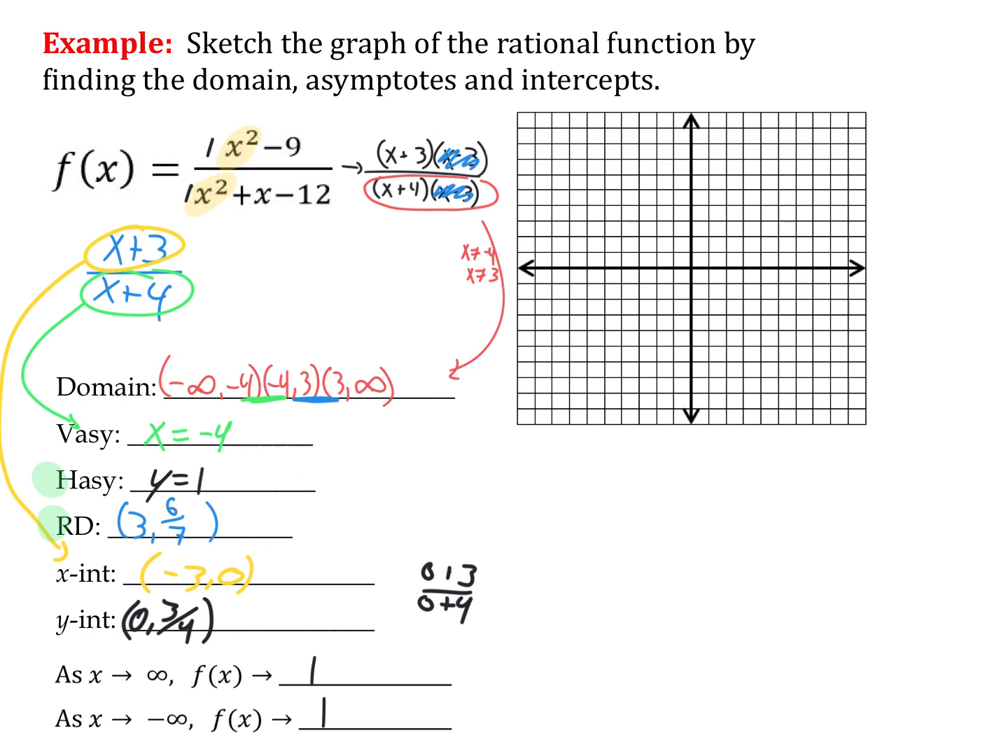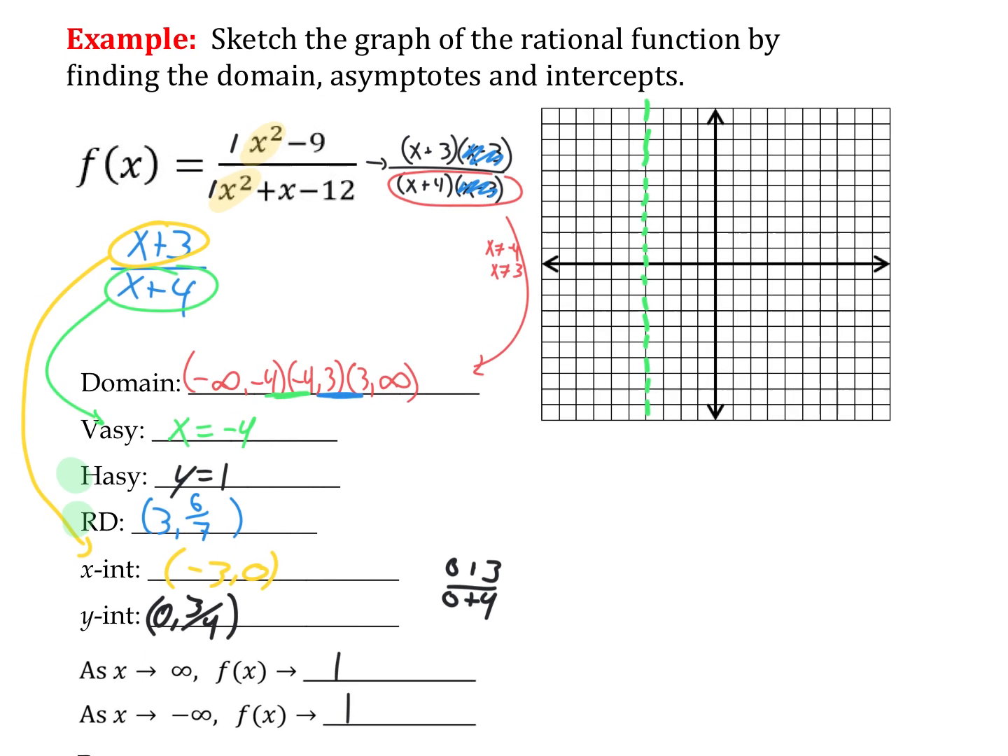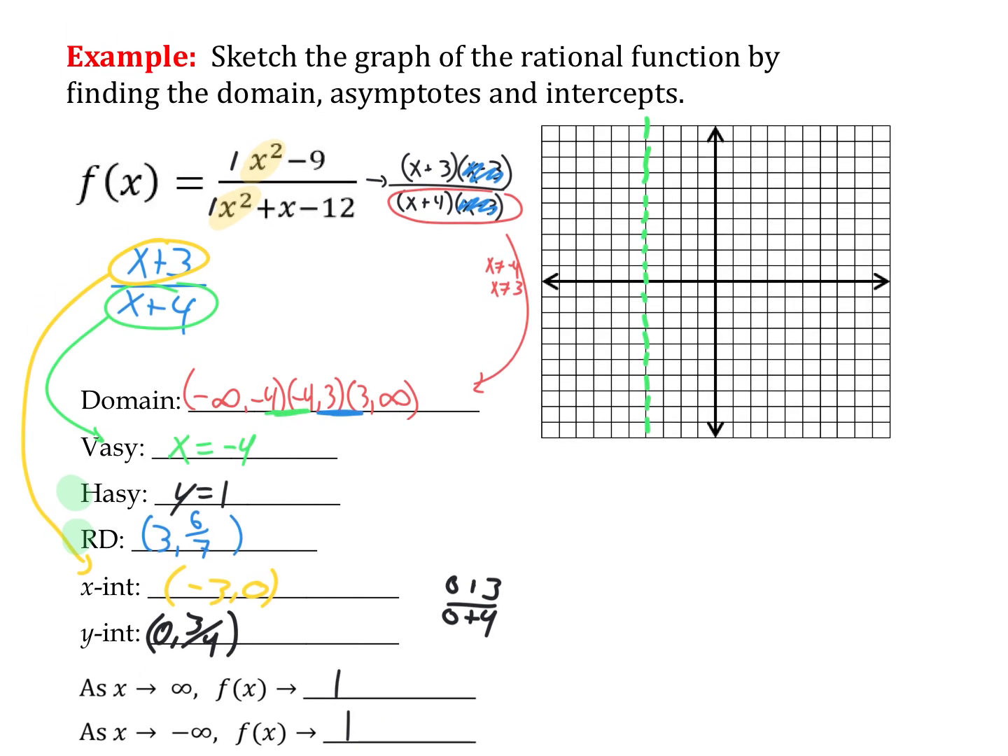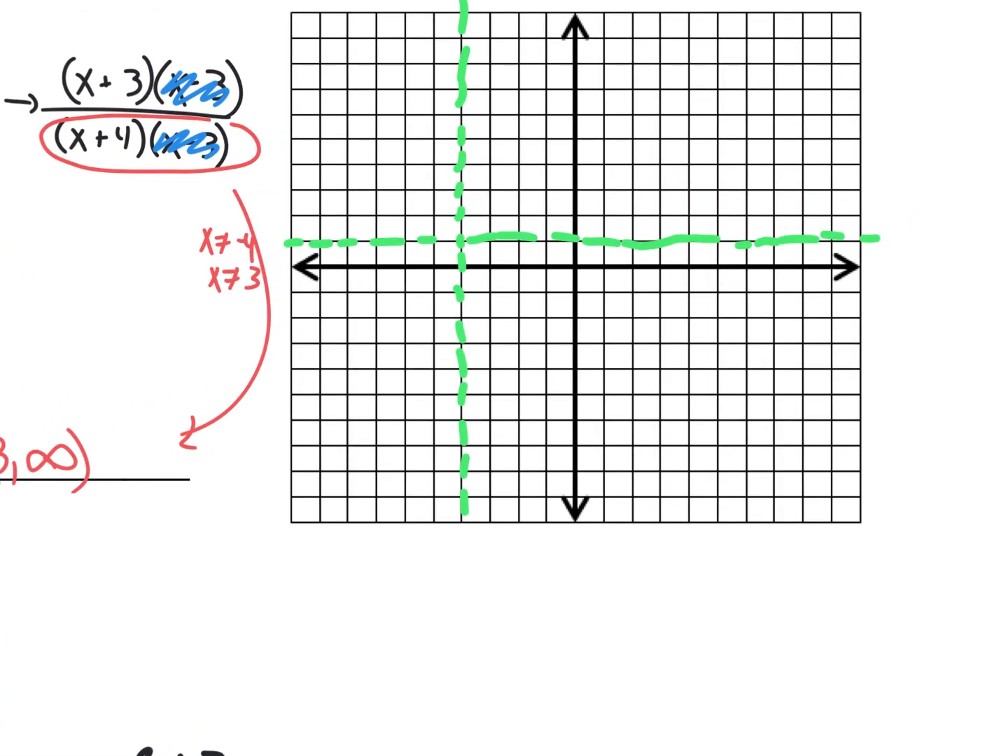All right, let's get to graphing here. Vertical asymptote at x equals -4, so we go to x equals -4, 1, 2, 3, 4, and we get our asymptote dotted line. Then we have a horizontal asymptote at +1. So we're going to get a dotted line at +1. We have removable discontinuity at 3, 6/7. Well, 6/7 is just shy of 1. So 3 and then almost 1 would be right about there.